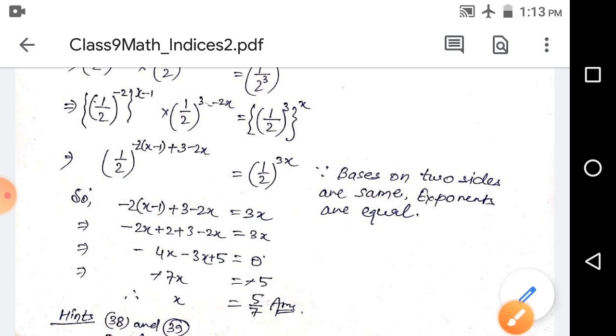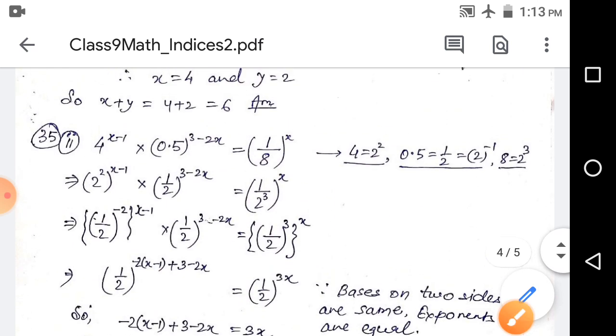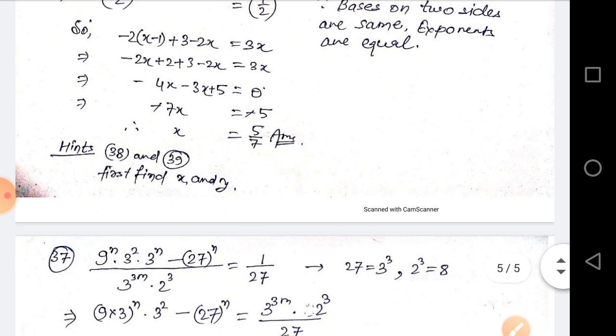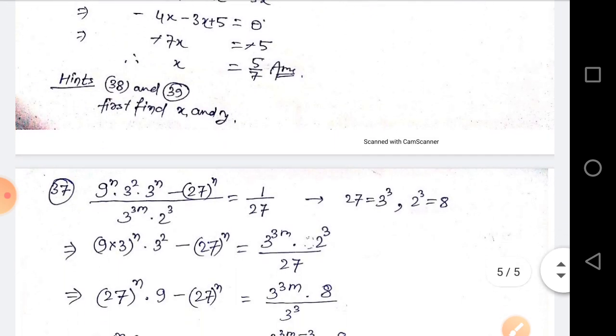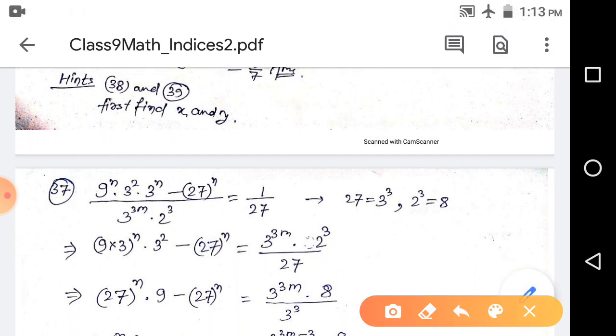Now the question number 35 and 37 are also solved, and a hint is given for question number 38 and 39, that you first find x and y, then whatever is instructed in the question, find out. First you have to find x and y for these two questions.